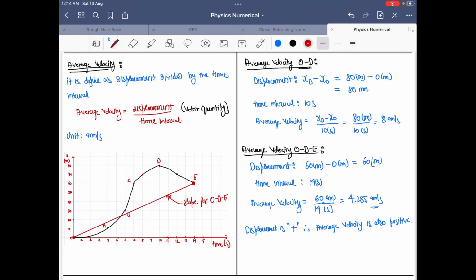Similarly, for the first case, for the average velocity of OD, if you draw the straight line from this point to point D, and find the slope of this line, that will be the average velocity. This is the average velocity for OD.